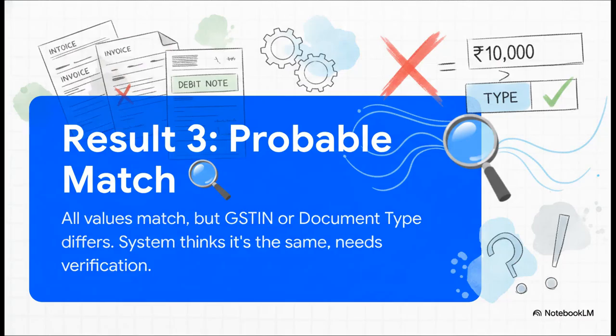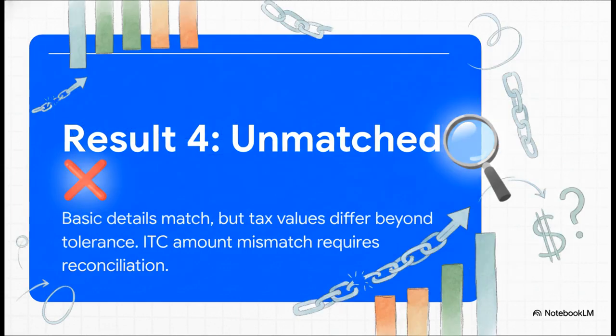Next up, we have the probable match, and this is where the tool gets really clever. It sees that the financial details, the value, and the taxes are identical, but a really important detail, like the document type, is wrong. For example, maybe your supplier filed it as a debit note, but you recorded it as an invoice. The tool flags this, basically saying, hey, I'm pretty sure these are the same transaction, but you need to double-check this one.